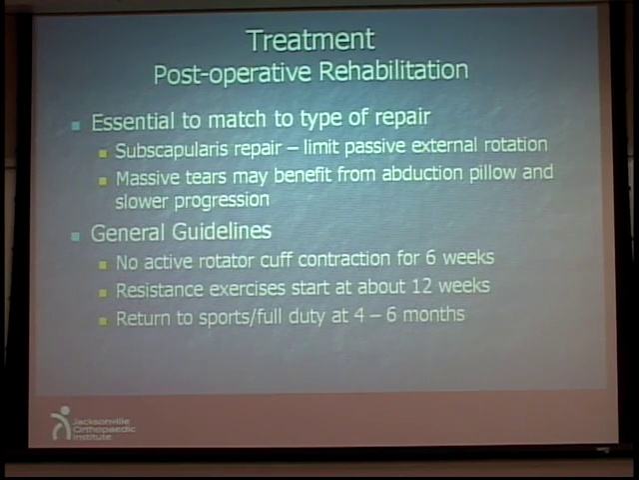If there's a large tear, you want to place the arm in some abduction so that there's less tension on the repair. It's not just a simple sling that's used, but a sling with an abduction pillow. In general, for every rotator cuff tear, you do not want to be contracting the muscle. You don't want to be firing the muscle because that challenges the repair too soon. And this is, by most folks, 6 weeks, and some do it even longer for 8 weeks.